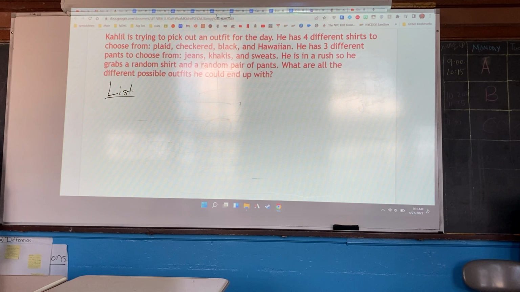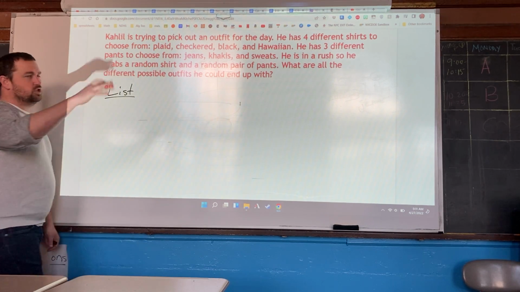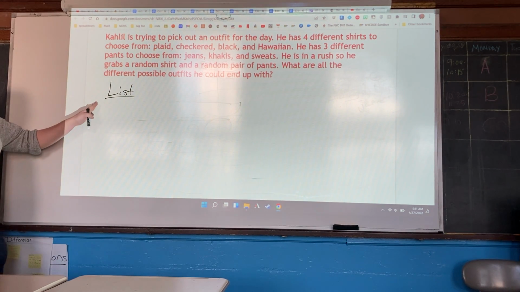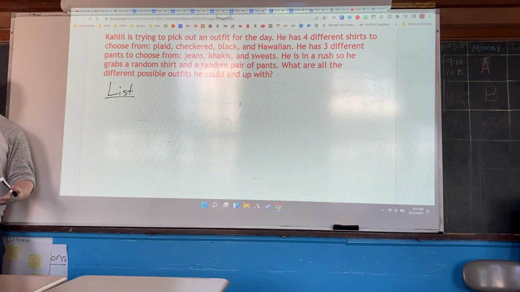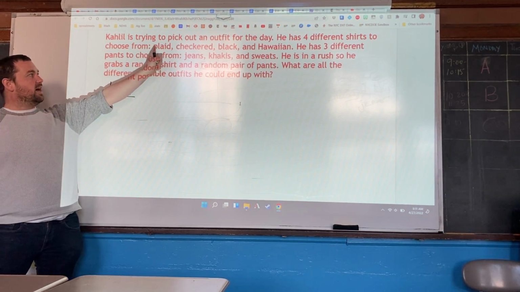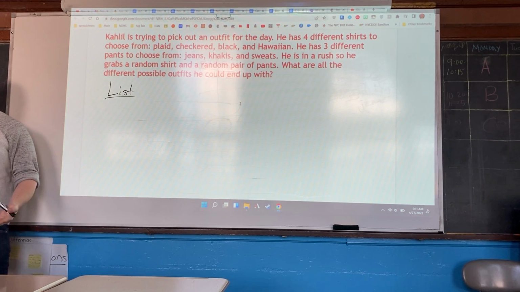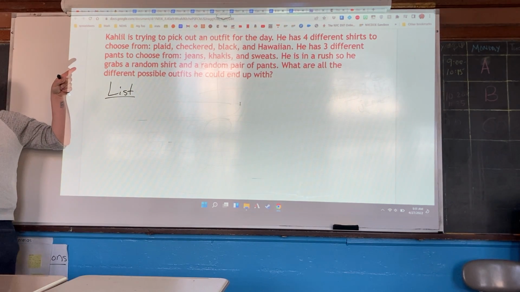Now, when we wrote a possible outfit before, we wrote checkered shirt and jeans. I don't want to have to write every single letter for every single thing. So rather than writing out a list of words, I'm going to write a list of symbols. How do you think we can symbolize a plaid shirt? What could we use symbolically to represent a plaid shirt? We can use the letter P.